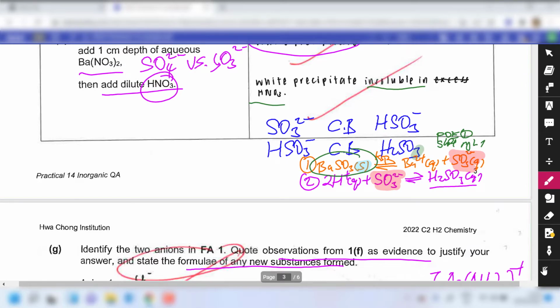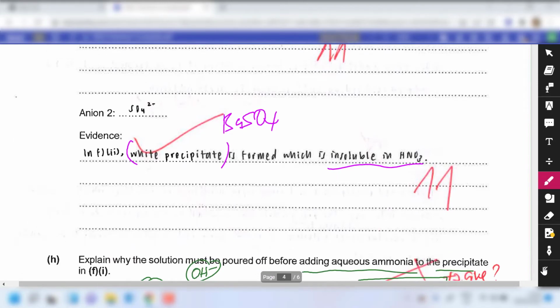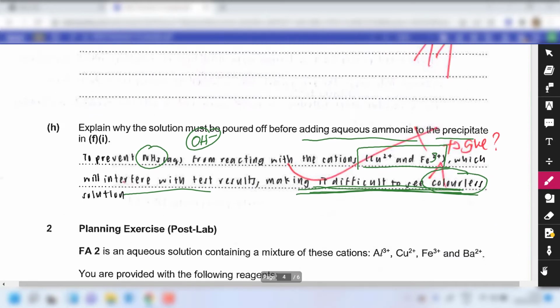And why does it dissolve? I think you probably have to mention that sulfite is the conjugate base of hydrogen sulfite, and then hydrogen sulfite is the conjugate base of the weak acid H2SO3. Then I think it will be good. You may not want to write it down, but it will be good at the back of your mind to understand the chemistry behind why the barium sulfite was dissolved. With that, I think we have come to the end of question 1.